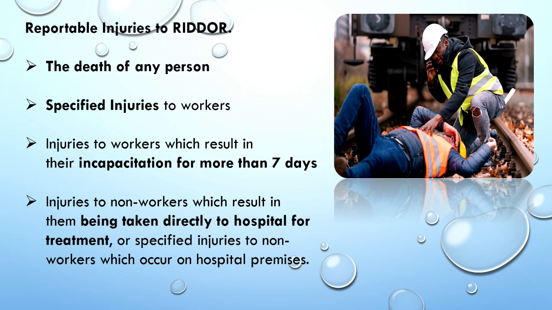Specified injuries to workers were covered in module 1. So if you want to refresh your mind, you can go back to module 1 and see the list of specified injuries to workers. Remember, regulation 4 of RIDDOR lists specified injuries which must be reported. For example, fractures other than finger, thumbs, and toes, amputation of an arm, hand, finger, thumb, leg, foot, or toe, and any injury likely to cause permanent blinding or reduction in sight in one or both eyes. These are specified injuries to workers and they need to be reported.